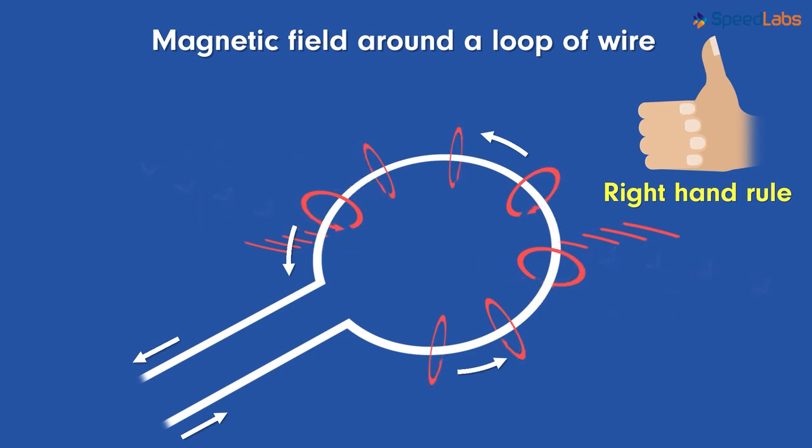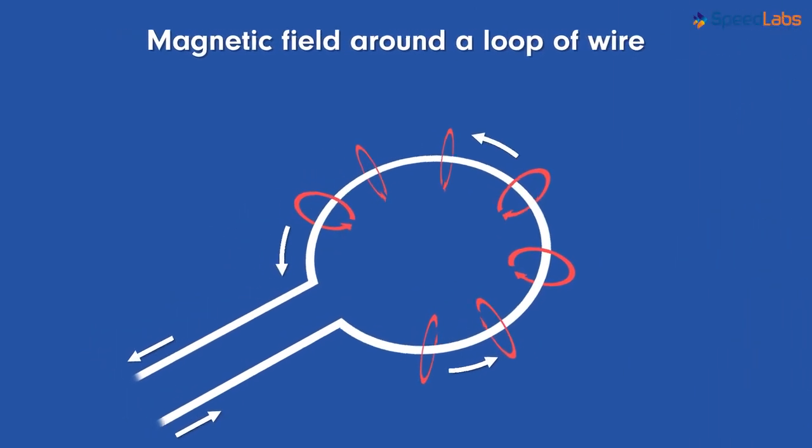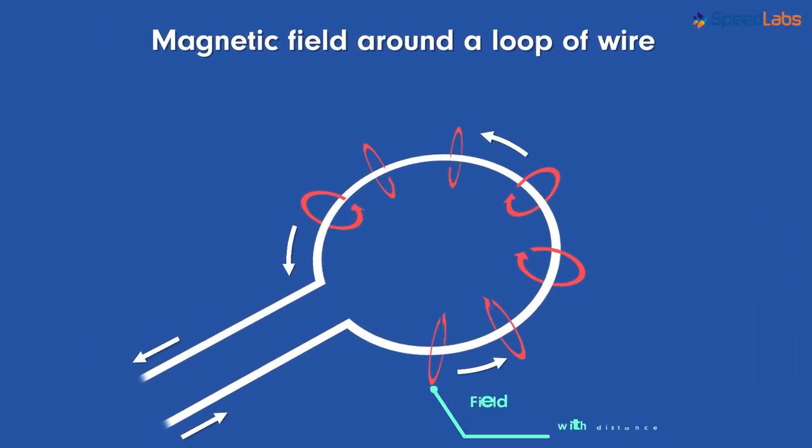Now look at this magnetic field by a loop of wire and compare it with the magnetic field by a straight wire. We will assume that both the wires have the same amount of electric current flowing through them. Just like straight wire, here as well, the strength of the magnetic field decreases as we go away from the wire on the outside. But what about the magnetic field inside the loop?